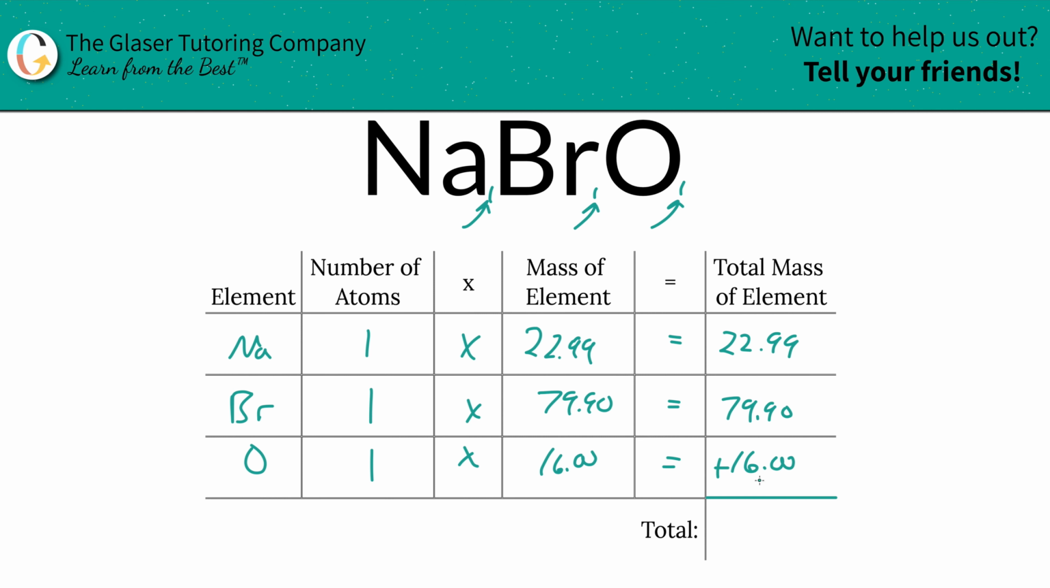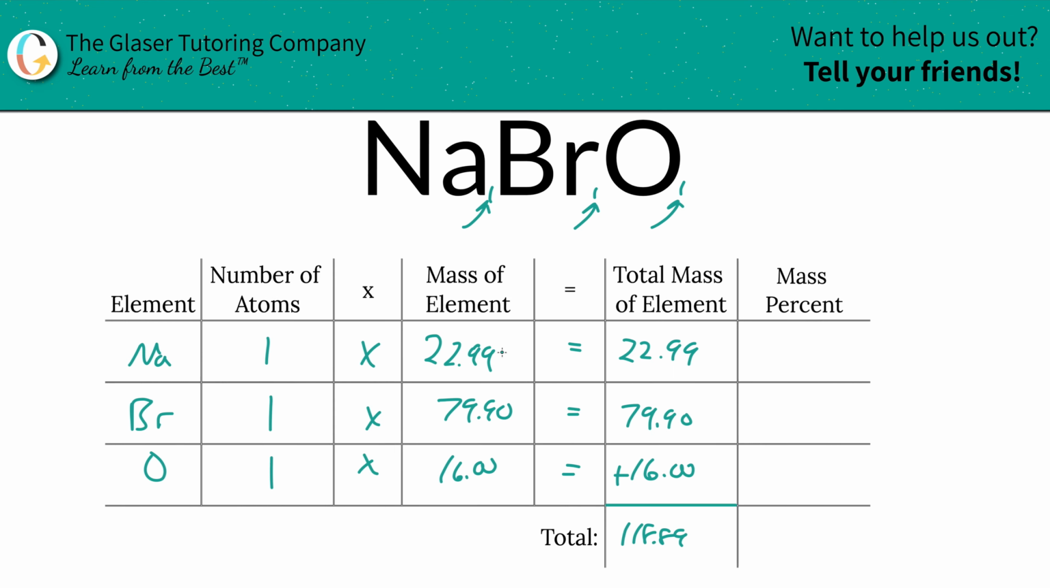Just simply add this column up to find the total mass of the compound. So this is 118.89. And that was the first step of the process, right? To find the total mass of the compound. Now that we found the total mass, we're going to add a column to the table to help us find those percentages.